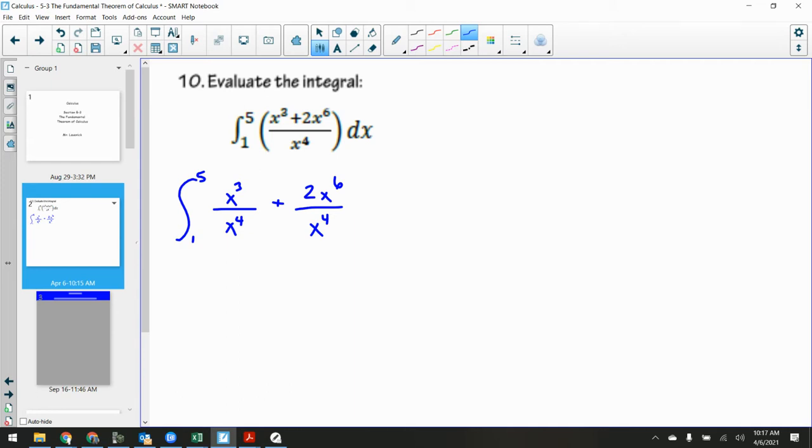All right. So all I'm doing is just trying to reduce down this expression so that it's easy to find the antiderivative. All right. So let's keep going. This is from 1 to 5. And now this turns into 1 over x, or x to the negative 1, plus 2x squared. Everybody follow me so far? And now I find the antiderivative.